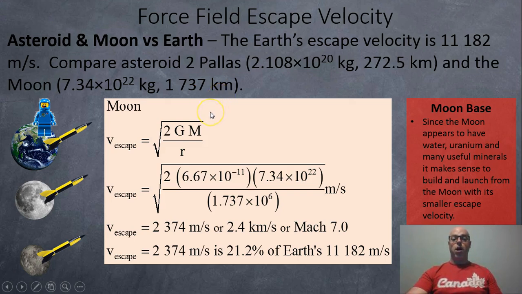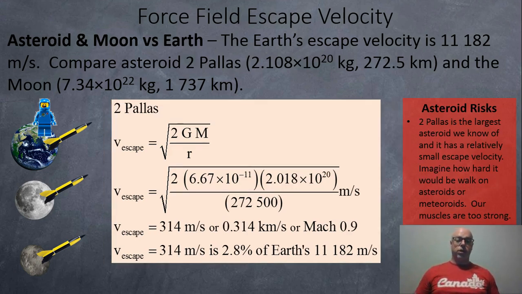So for the Moon, if we stick in our numbers, we get a velocity of 2,374 meters per second. If you compare that to the Earth, that's only 21.2% of the Earth's escape velocity. This is one of the reasons they want to build a moon base and build a starport on the moon. It'd just be cheaper to launch things into space later. So they think there's water there, which could be used to make rocket fuel, and there is uranium and other minerals that you could build rockets and bases out of. Although a pretty dangerous place to be.